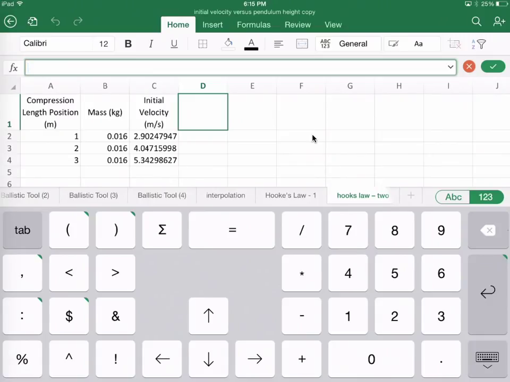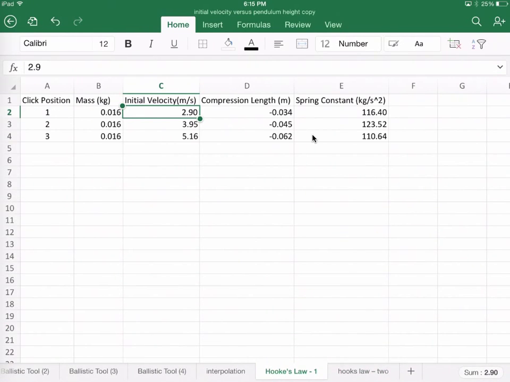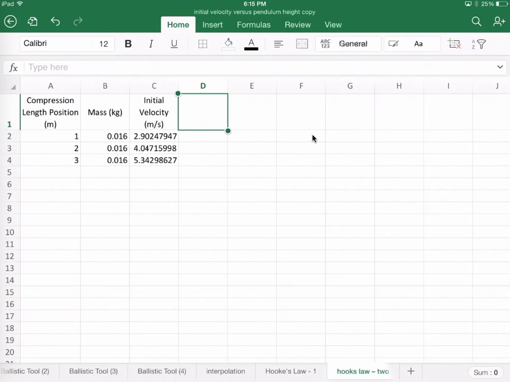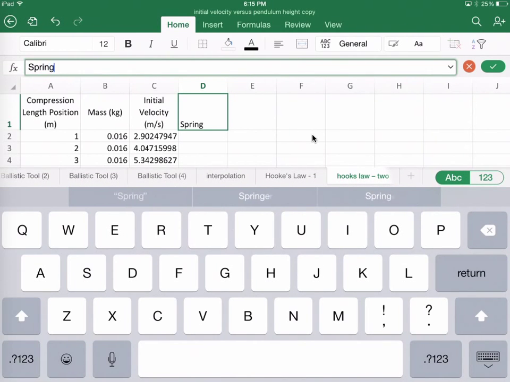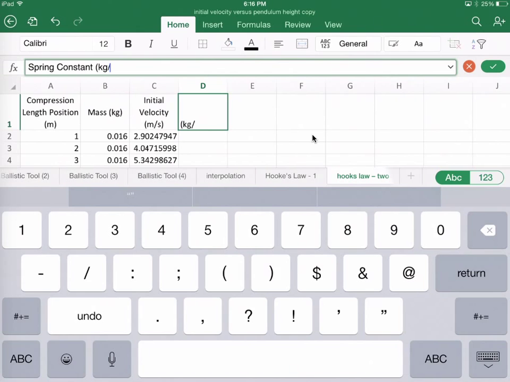So now we're going to use the conservation of energy to produce this, and all we need to do is find the spring constant. We want to determine whether the spring constant remains constant for each one of these compression lengths. Remember, we formed our hypothesis, and this is the formula: B2, which is the mass, times C2, our velocity, squared, divided by D2, the compression length, squared. This is going to be our spring constant, and it is in kilograms over, I believe, seconds squared.